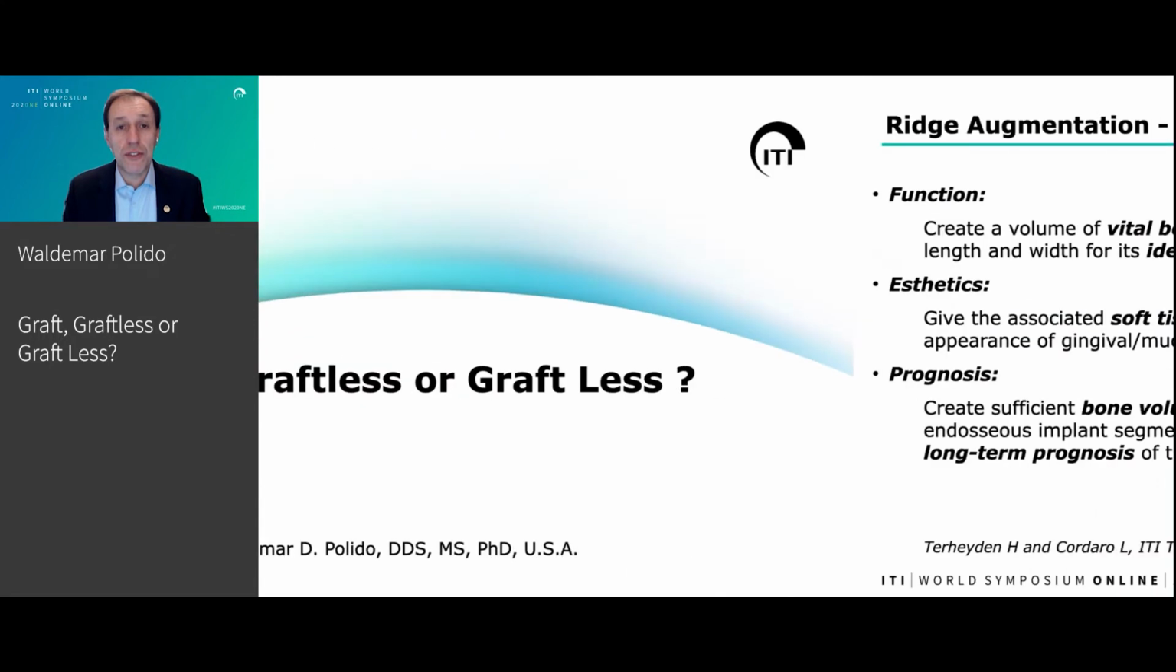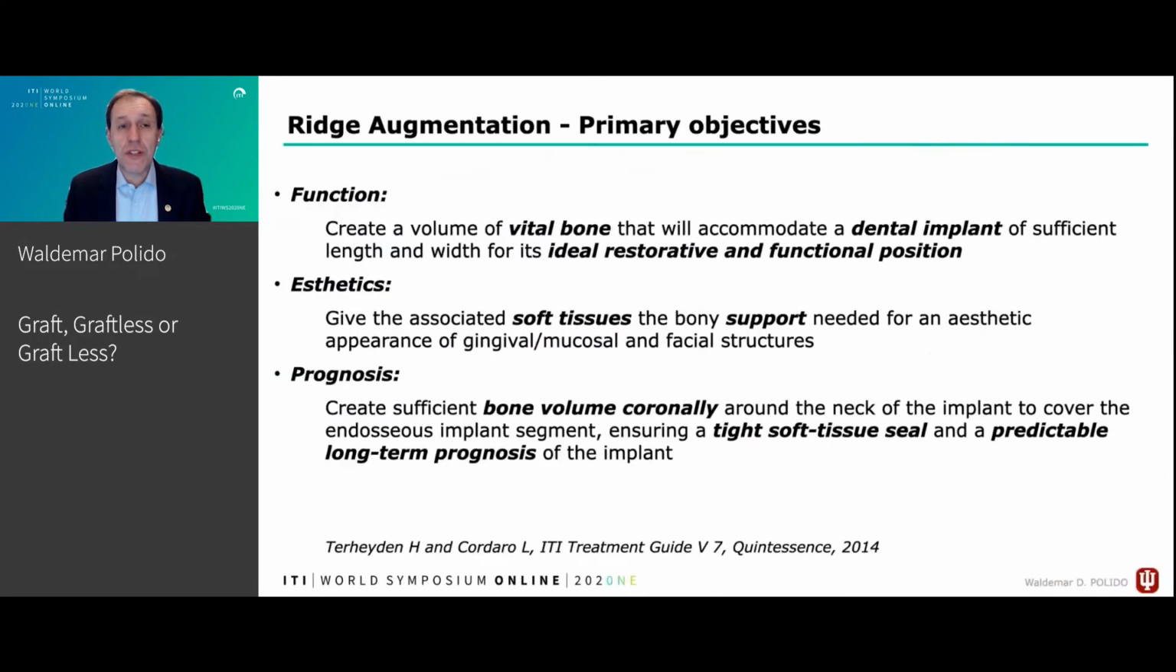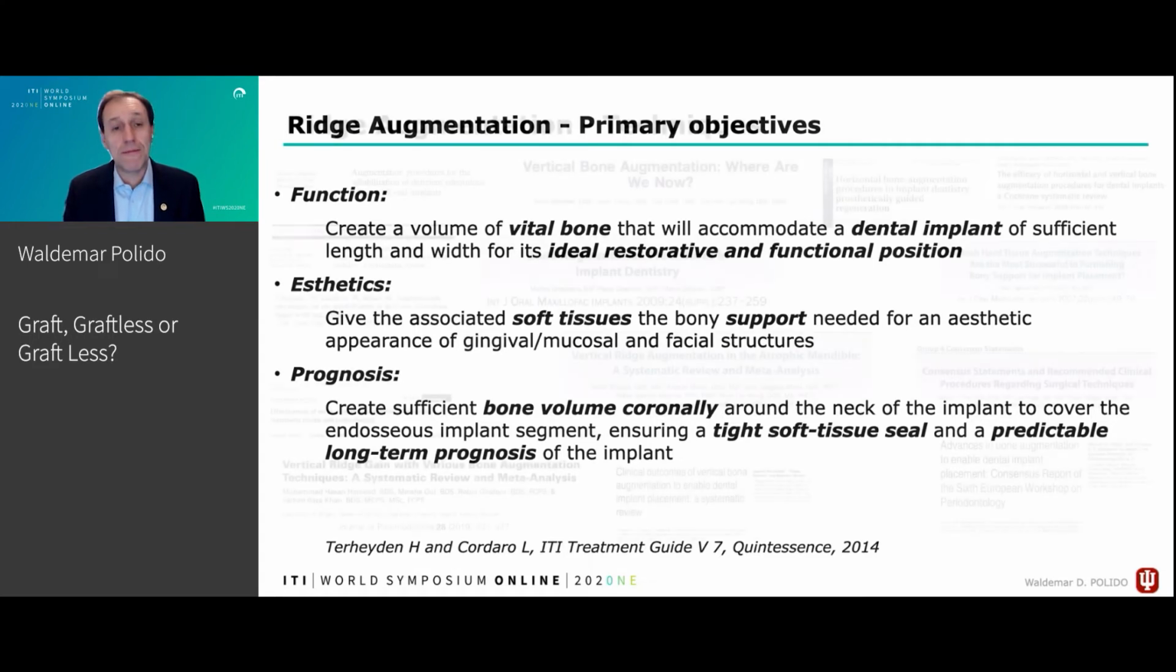So when we look at the ridge augmentation primary objectives, we look at function, aesthetics, and prognosis. Function is to create a vital bone that will accommodate a dental implant in the ideal restorative and functional position. And the aesthetics give associated soft tissues the bony support needed for an aesthetic appearance of the gingival mucosa and facial structures. And the prognosis is to create sufficient bone volume coronally to ensure a tight soft tissue seal and a predictable long-term prognosis of the implant.